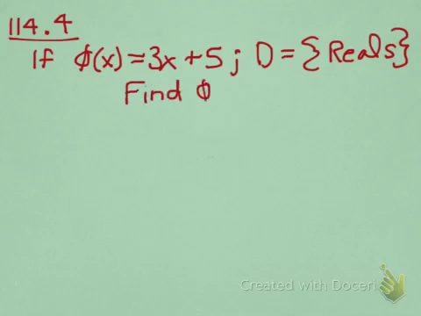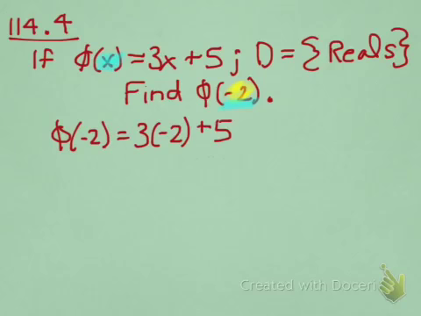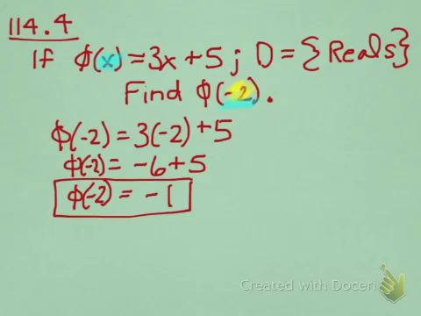Okay, now it says if phi of x equals 3x plus 5 and your domain is the real numbers, find phi of negative 2. Phi is a Greek letter, so don't let it throw you off. It's just like saying f of x, which is just like saying y. So we're plugging in our input, which is negative 2. We'll plug that in for x. Phi of negative 2 is 3 times negative 2 plus 5. 3 times negative 2 is negative 6 plus 5. And negative 6 plus 5 is 1.